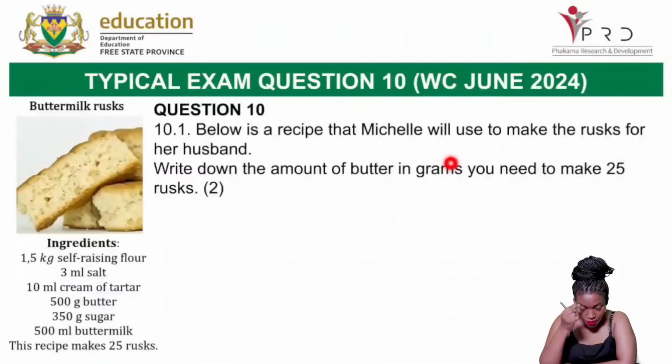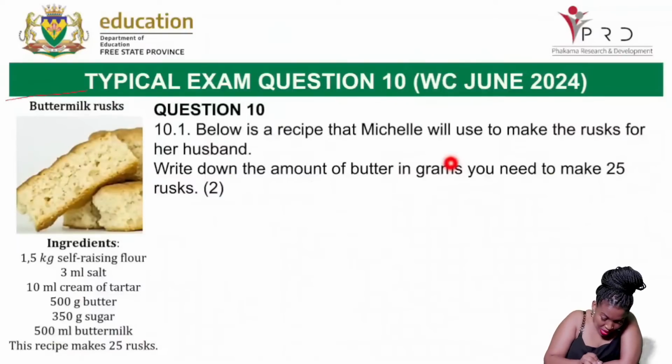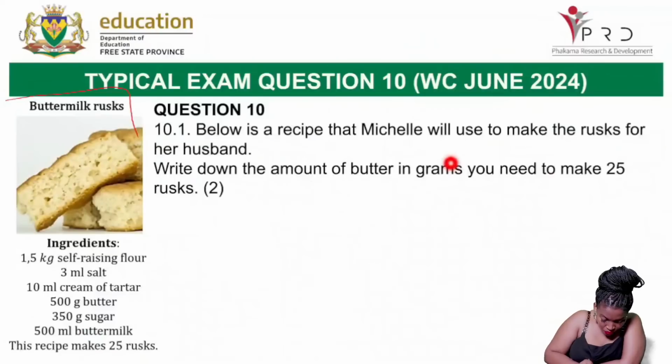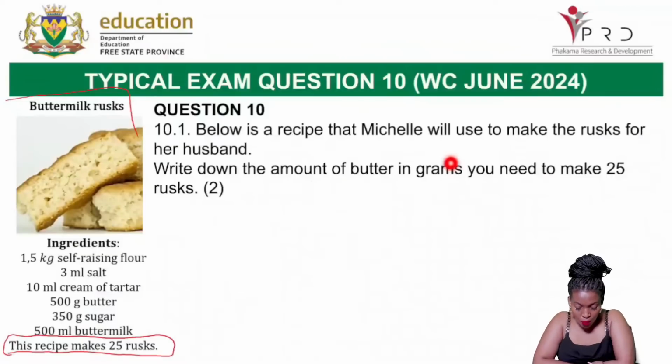The next question below is a recipe that Michelle will use to make the rusk for her husband. So there is the recipe for the buttermilk rusk. The ingredients are given, and very important, this recipe makes 25 rusks. So let us look at the questions.